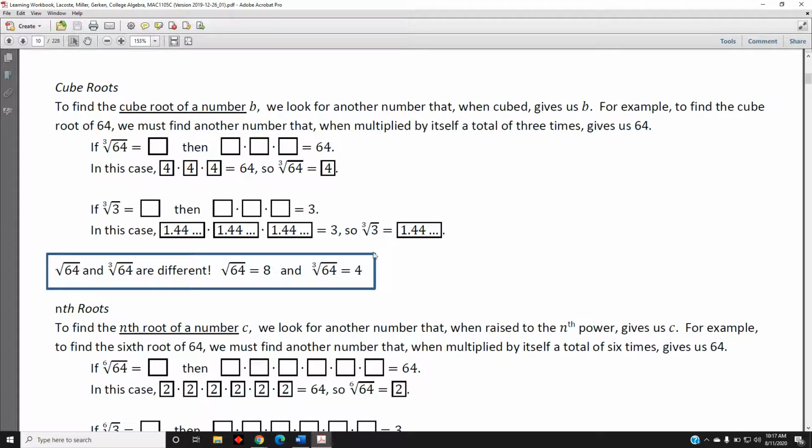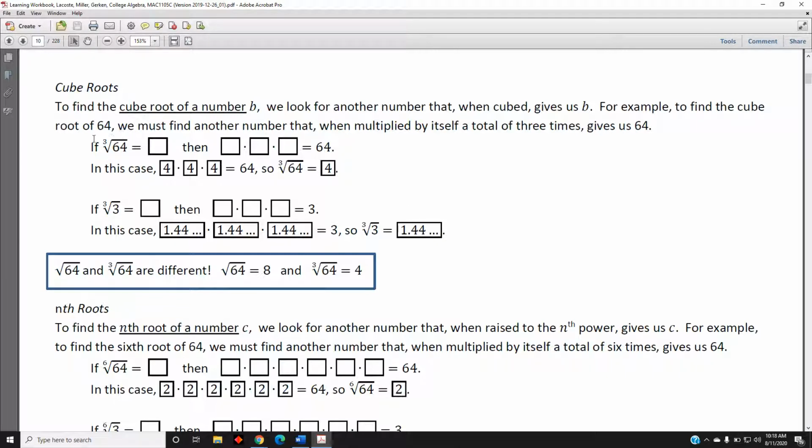Let's move on to cube roots. To find the cube root of a number b, we look for another number that, when cubed, gives us b. For example, to find the cube root of 64, we must find another number that, when multiplied by itself a total of 3 times, gives us 64.